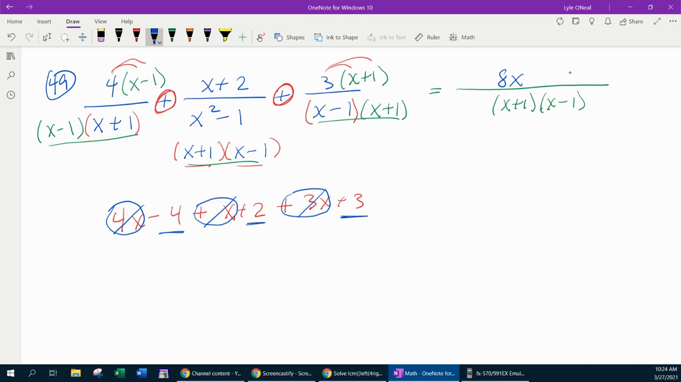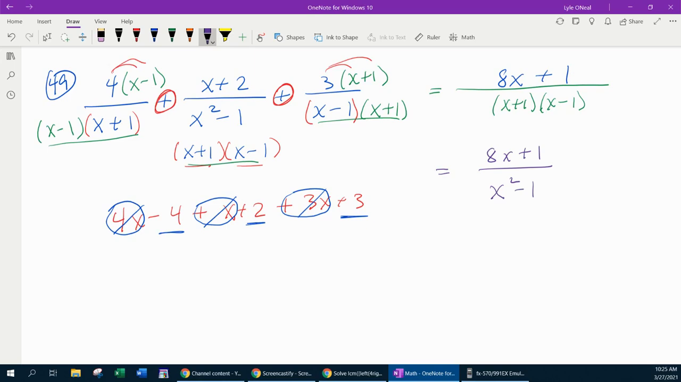Let's see, 2 minus 4 is minus 2. 3 minus 2 is 1. Gives me a positive 1. 8x plus 1, the numerator will not factor, and it doesn't match either one of the denominator factors, so that's going to be our final answer simplified completely. So our final answer would be 8x plus 1 over x squared minus 1.